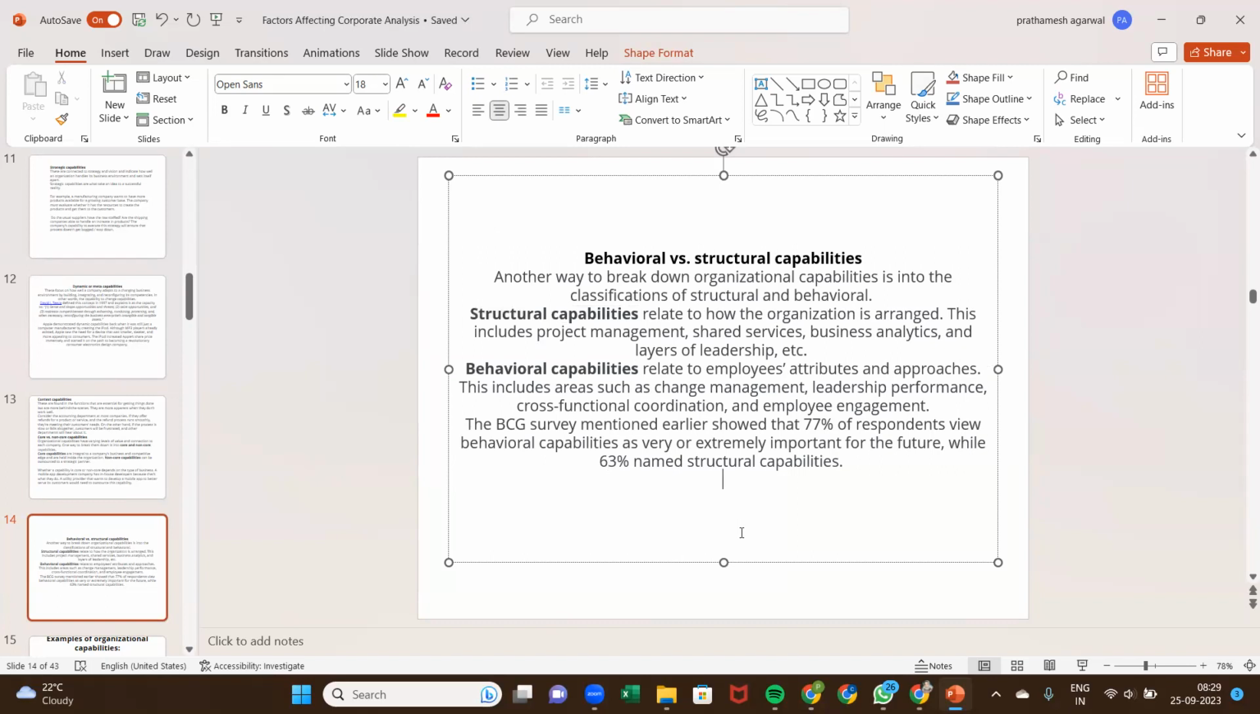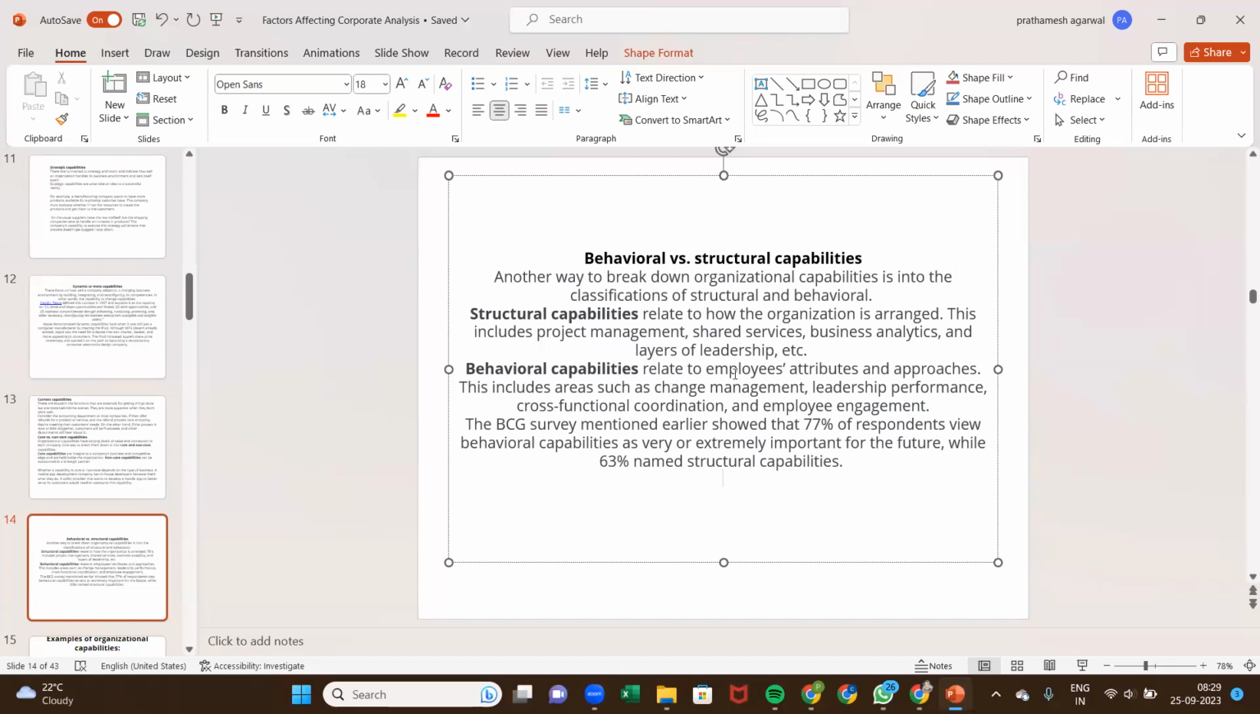Behavioral capabilities relate to employees' attributes and approaches. These include areas such as change management, leadership performance, cross-functional coordination, and employee engagement. So again, I repeat, structural capabilities relate to how the organization is arranged. This includes project management, shared services, business analytics, and layers of leadership.